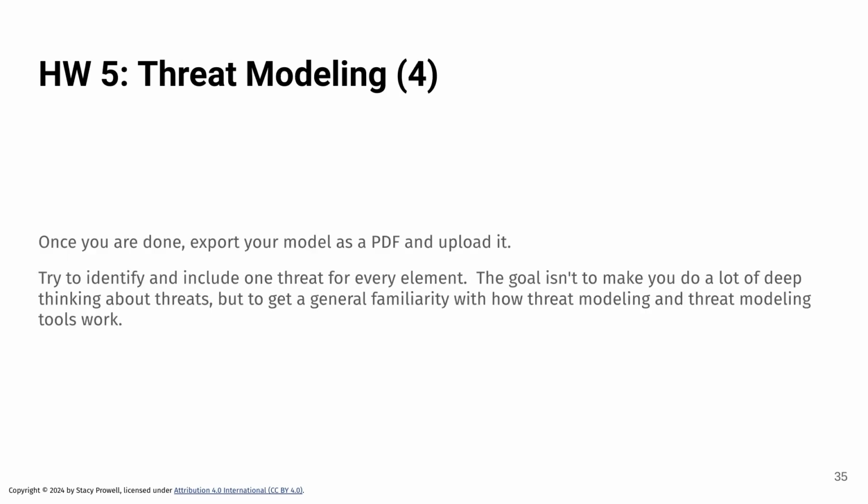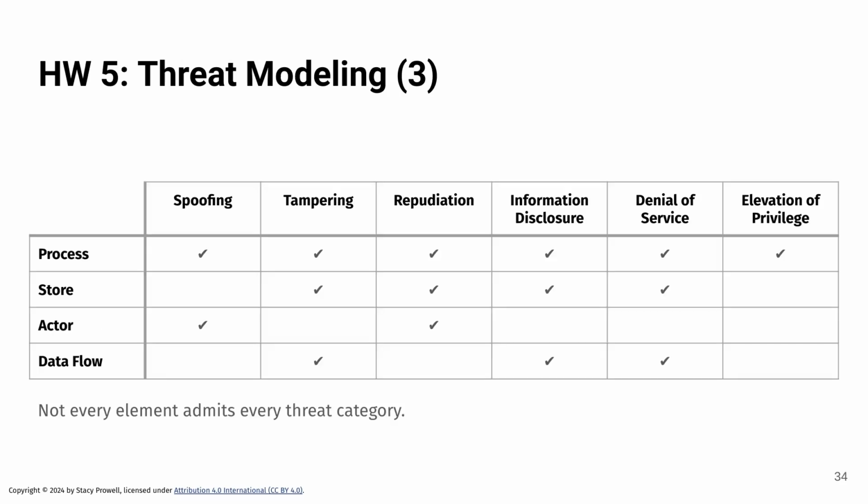So what are you going to do? You're going to go through and you're going to try to identify and include at least one threat for every element. Sit there and think about it. Try to think about what a threat might be for that. And again, the tool is going to provide you with a little pull down, which will have the ones that are relevant. So for example, the pull down for the GitHub repo, which is the store, is going to offer you tampering, repudiation, information disclosure, and denial of service. Pick one of those and give me an example of how that might happen.